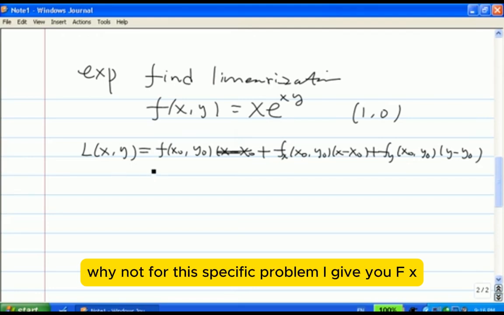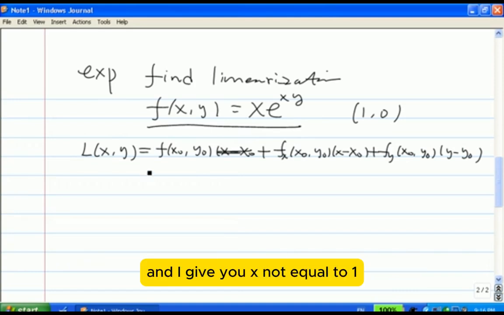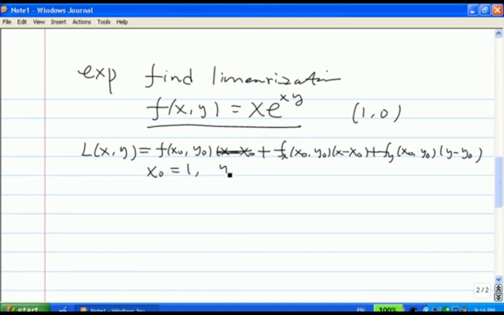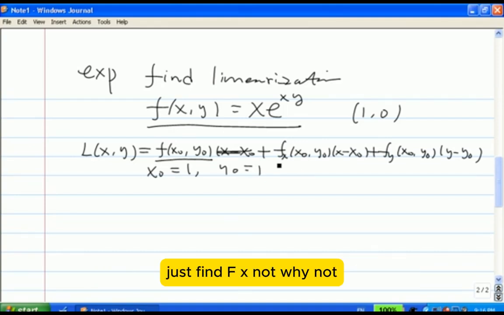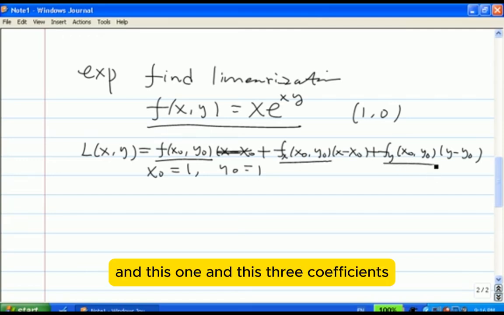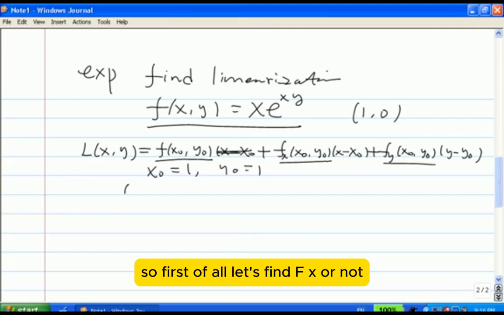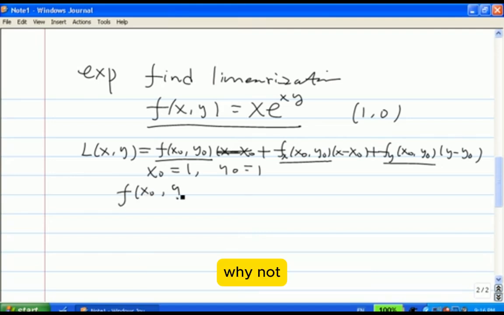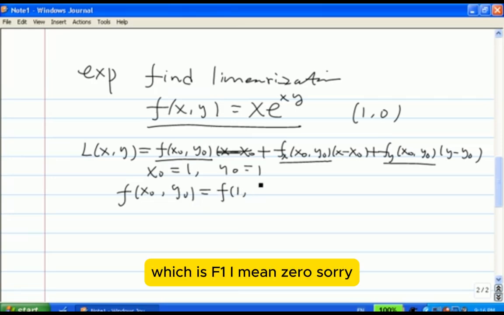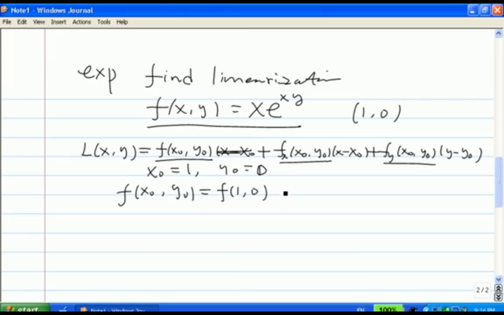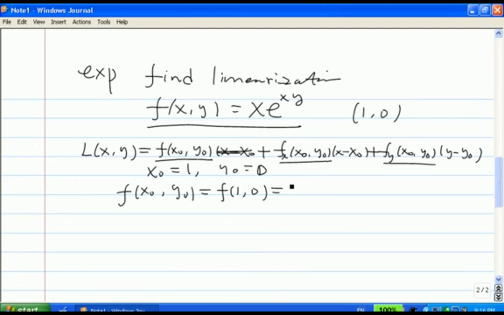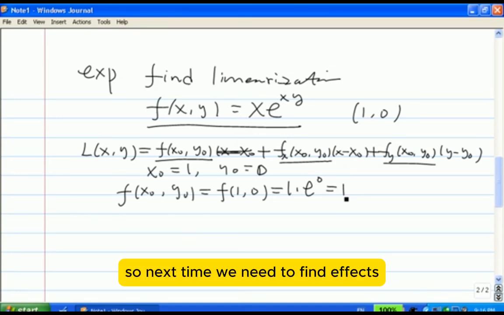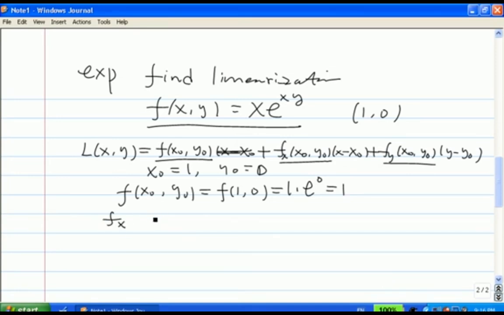For this specific problem, I give you f(x,y) like that, and I give you x0 equal to 1, y0 equal to 0. So what do you need to do? Just find f(x0, y0), and these three coefficients. Okay. So first of all, let's find f(x0, y0), which is f(1, 0). Now, go back to here, x equal to 1, y equal to 0. So 1 times e to the 0 gives you 1. Okay. So next thing we need to find fx evaluated at (1, 0).